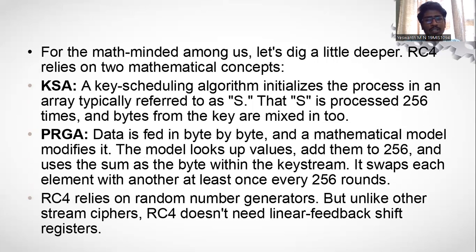For the math-minded among us, let's dig a little deeper. RC4 relies on two mathematical concepts. KSA, the key scheduling algorithm, initializes the process with an array typically referred to as S. That S array has 256 entries, and bytes from the key are mixed into it. Data is fed in bit by bit and a mathematical operation modifies it. The model looks up values, adds them modulo 256, and uses the sum as the byte within the key stream. It swaps each element with another at least once every 256 rounds.